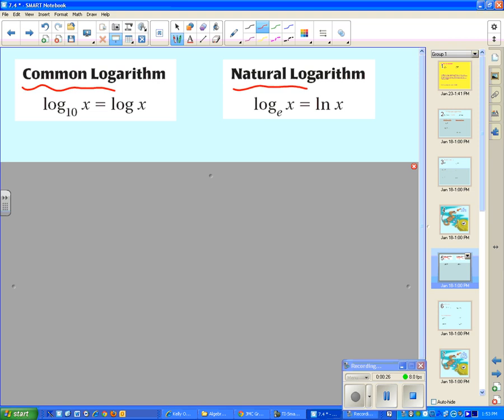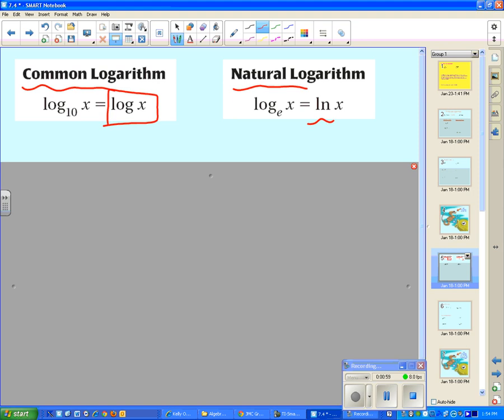The first one, if you have log base 10, typically they're going to get rid of the 10 and just write it like this. If you see a log without a base, you automatically assume that it's base 10. If you see this ln, which doesn't really look like a log at all, that is a log, but it's log base e.